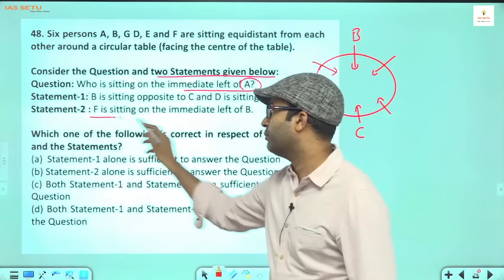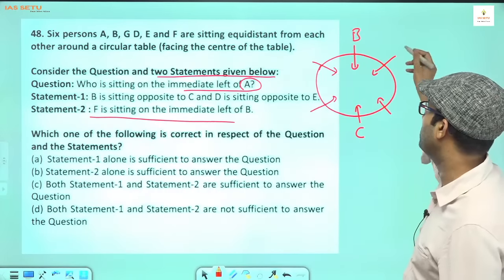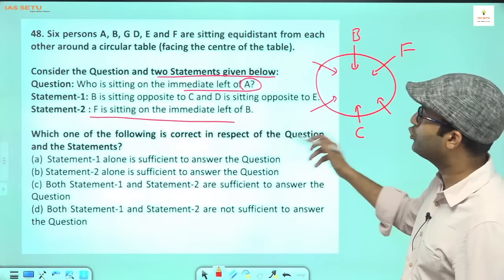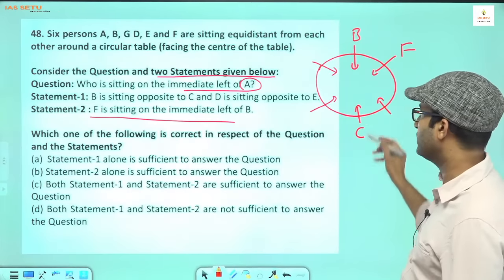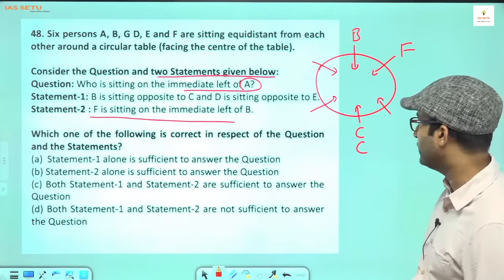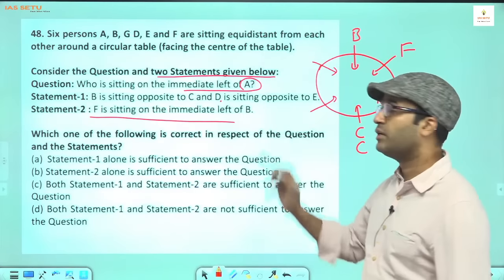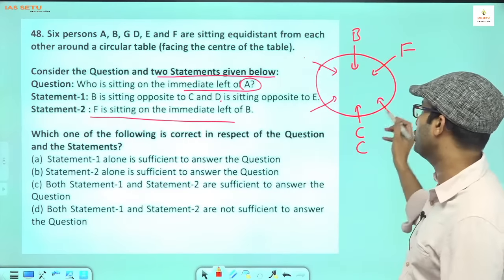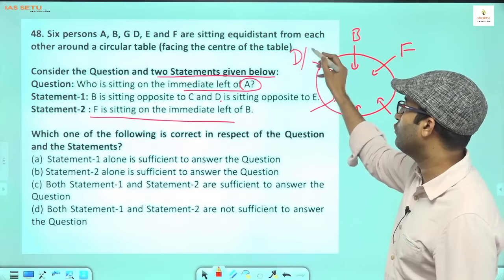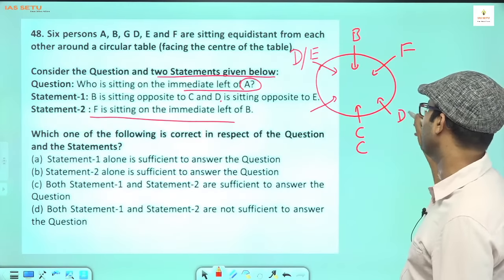Chalo, we take statement 2 alone. F is sitting immediate left of B. So we don't know. So we take both statements together. B is sitting opposite of C. F is sitting here. And there is a couple D and E opposite of each other. So only these two positions remain, but you don't know the position of D and the position of E.